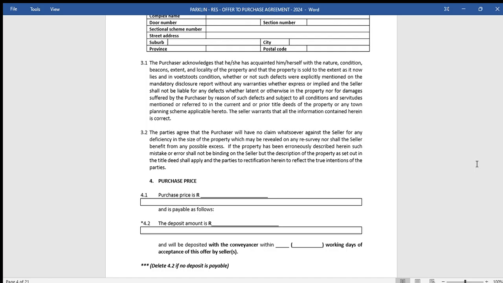So this just means that if you do pull that Lightstone report or your CMA report, and it says that the erf size is maybe 1,000 square meters, but now you see that it's actually 980 square meters, it's more or less what we find on the property reports, and that's what we put on the contract, the offer to purchase agreement. Okay.